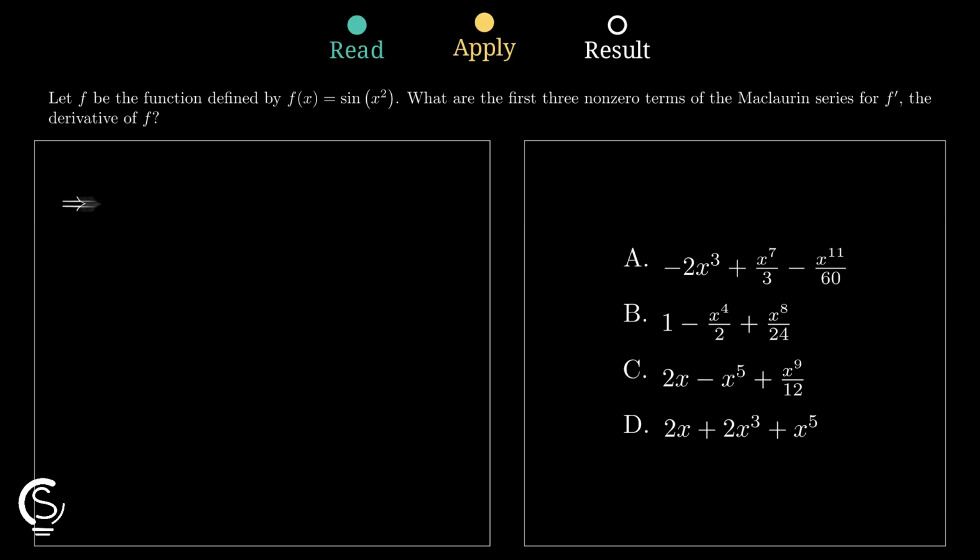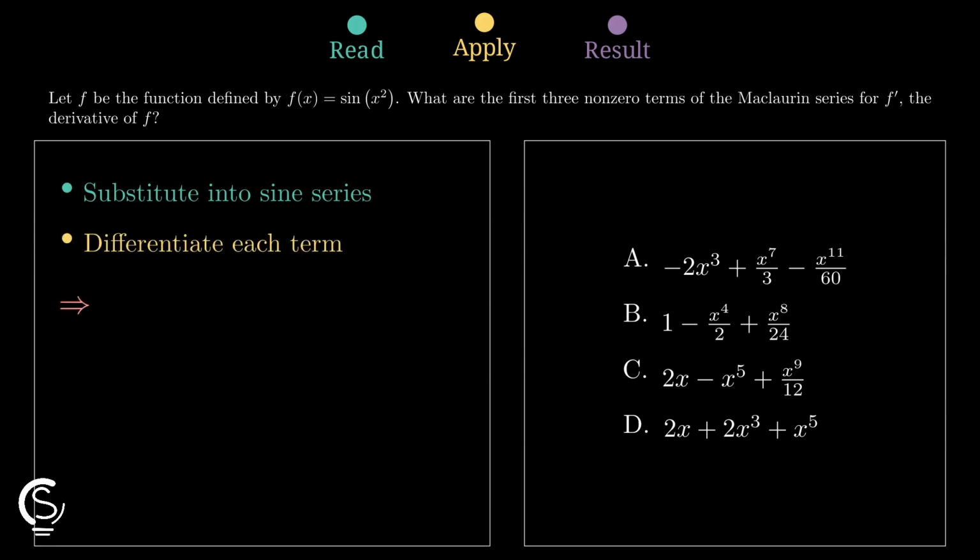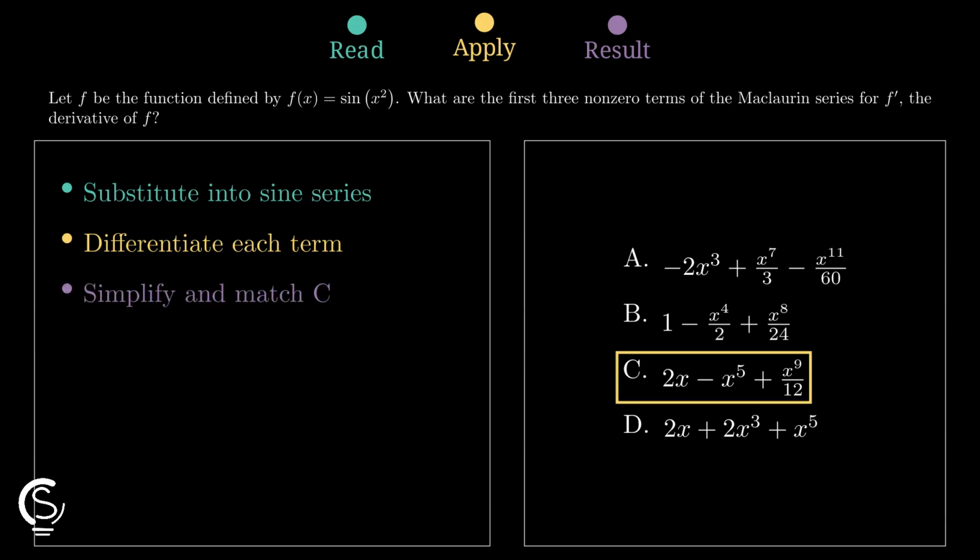Now we just take the derivative of each term one by one. The power rule turns x squared into 2x and x to the 6th into 6x to the 5th. Simplify the fractions to see the terms match. This leads directly to option C as the final answer. You solved the problem.